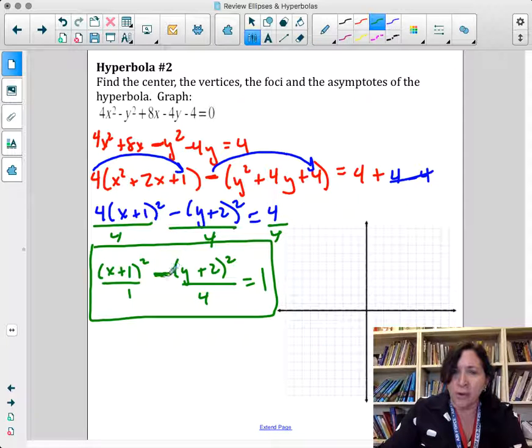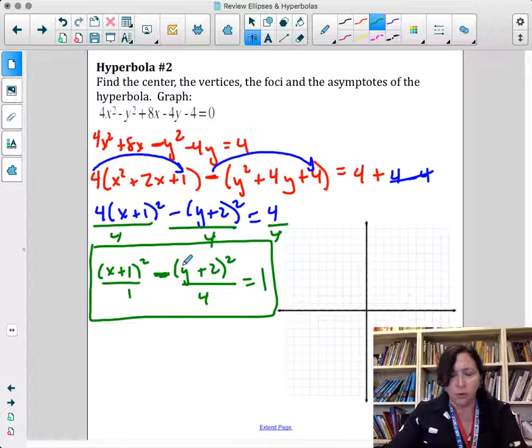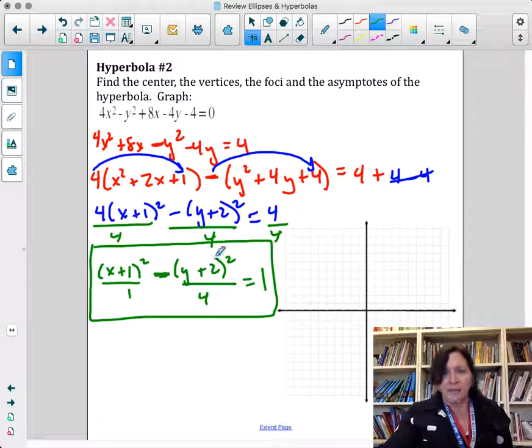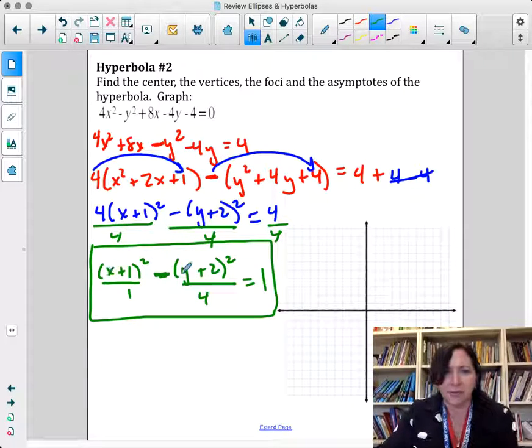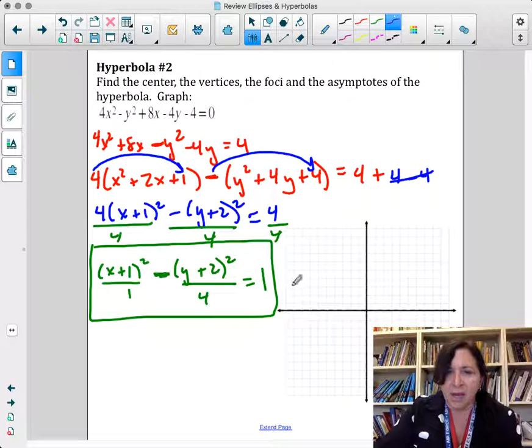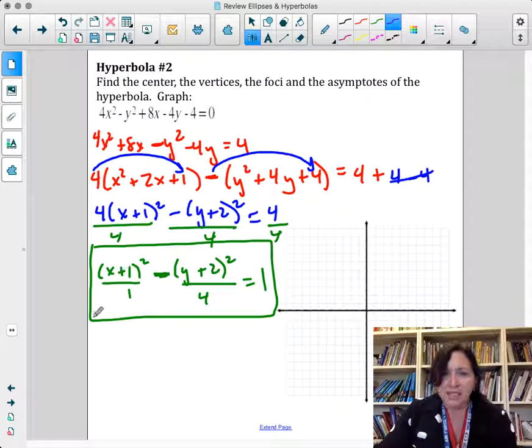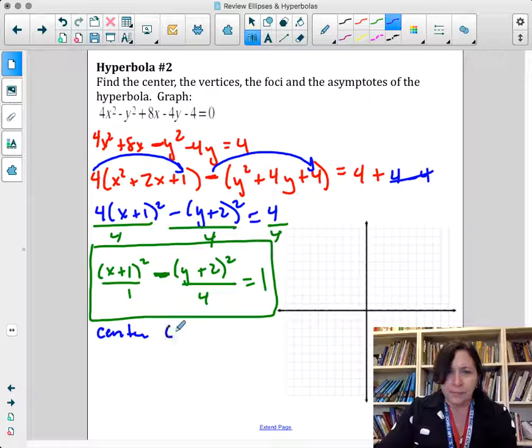And I know it's a hyperbola because of this minus sign. Ellipses would just have 2 positive values there. Okay, but this being a hyperbola, it's a negative. So my center of my hyperbola is at negative 1, comma, negative 2. So negative 1, negative 2, so it's around here. And I like to write it there, but I'm going to wait for just a minute.